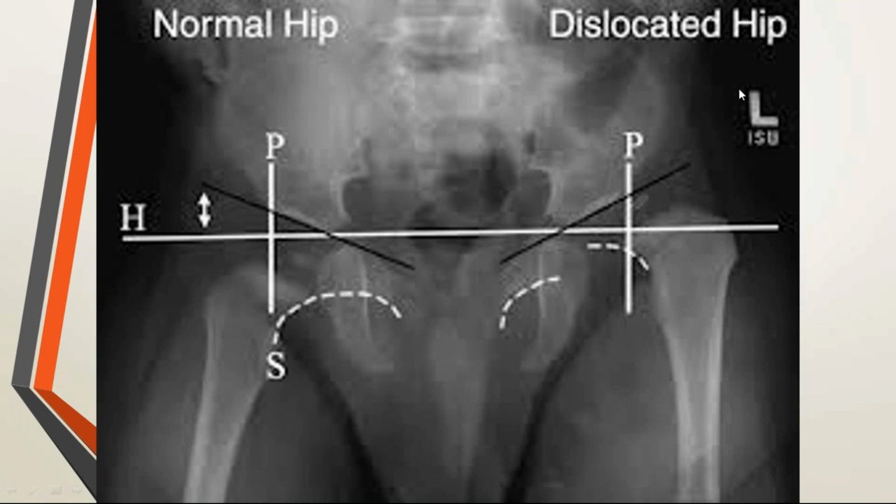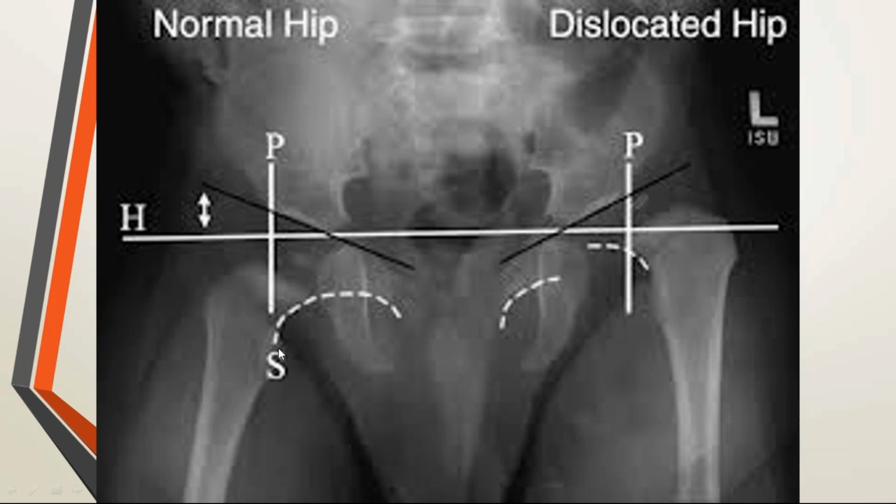So, coming to X-ray, these are the two lines. The vertical line is known as Perkin's line, and the horizontal line is known as Hilgenreiner's line. Usually, the femoral head falls in the inner quadrant of the bisecting lines. But in a dislocated hip, you can see that this has moved outwards. This is one feature which differentiates it from the normal hip.